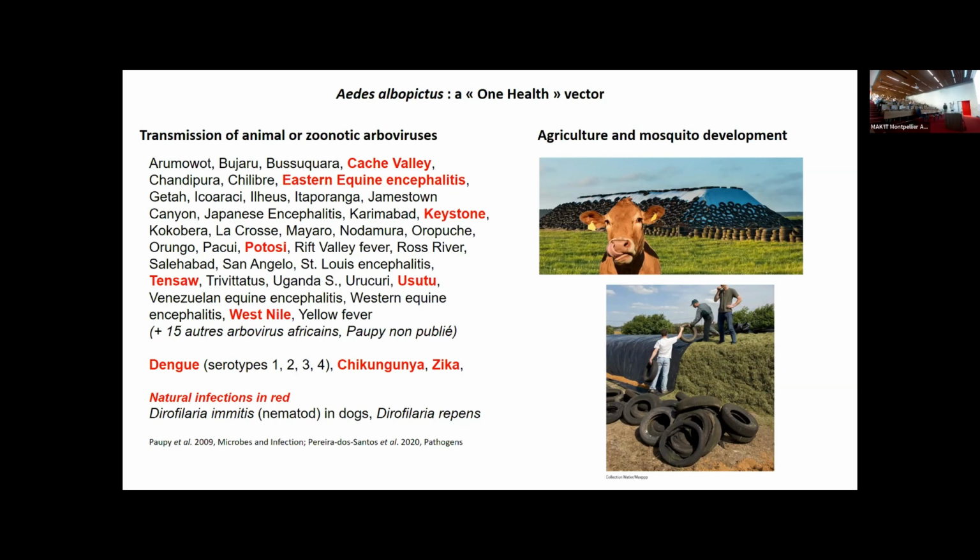And because we are talking about One Health and agriculture, in Europe, we can see very frequently, less and less, but very frequently, such tires, old tires. As you know, it is a perfect breeding site for mosquitoes. So that means that insecticide in farms, you may have very good breeding sites for Aedes albopictus.